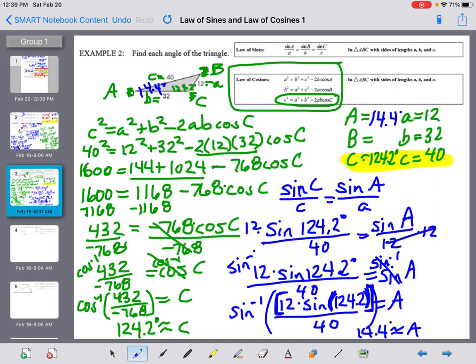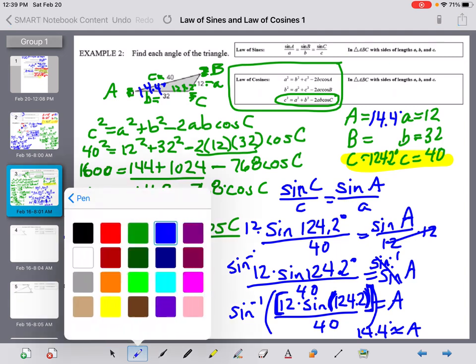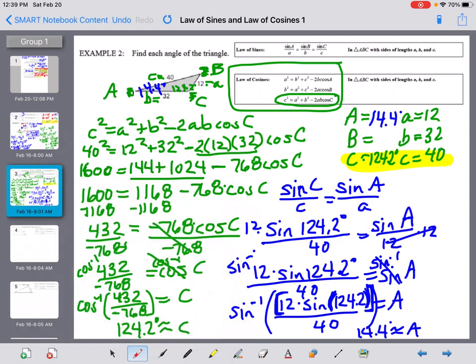All right, we have one more angle to go. Law of cosines, law of sines, what do we use? I'm using my 180 rule, right? All angles add up to 180. So for angle B, I do 180 minus the other two I already found, the 124.2 and the 14.4. I add those two together, 124.2 plus 14.4, and subtract from 180, and I get about 41.4.